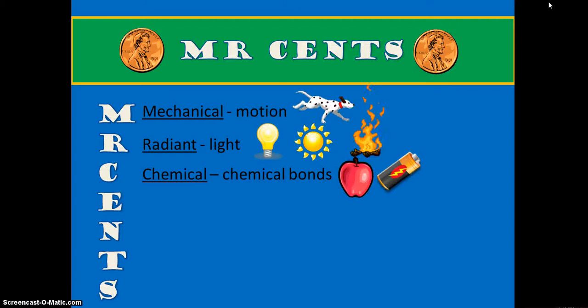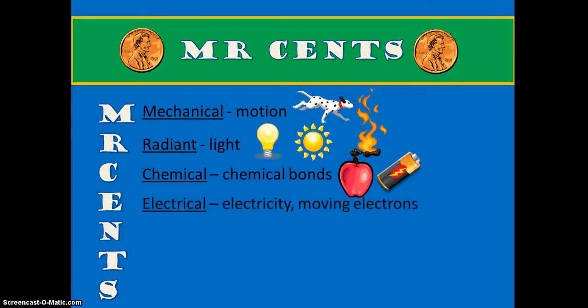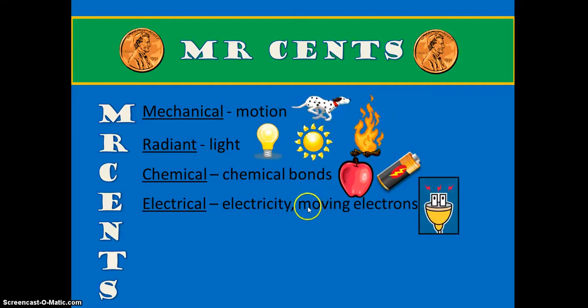Moving on in Mr. Sense, we have the E, which is electrical energy. Electrical energy is electricity. Basically anything that uses electricity, either electricity produced by the moving of the electrons in the battery or an electrical outlet of some sort. Anytime we have moving electrons, these moving electrons will produce electricity, which is a form of energy, electrical energy.